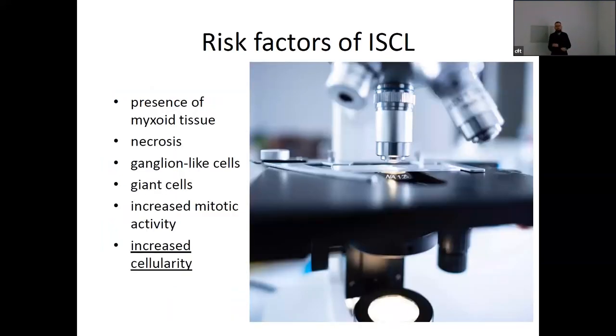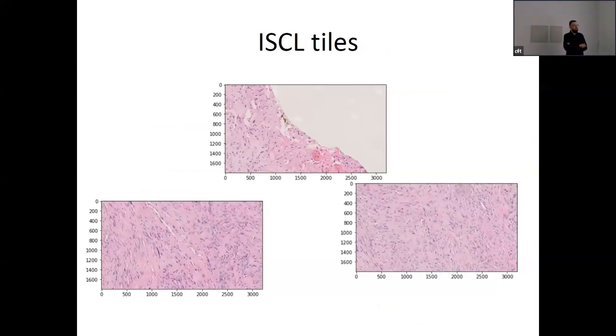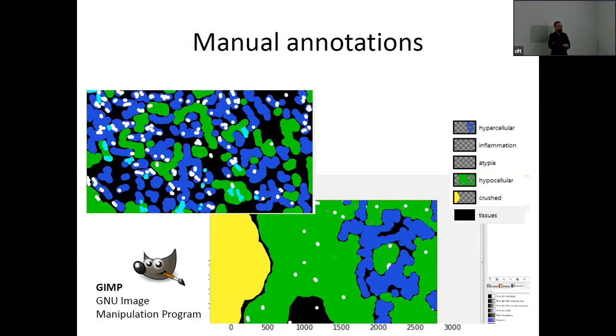So we do not compete with the big scientific groups. There are a lot of risk factors, but we focused on increased cellularity, and we wanted to check the architecture of the tissue. And here is an example of the different architecture, which is not clearly visible. I still have a problem establishing it by looking at the tissue. I have the labels made by pathologists. These are examples of the labels. As you can see, they are quite rough. They are not very specific.